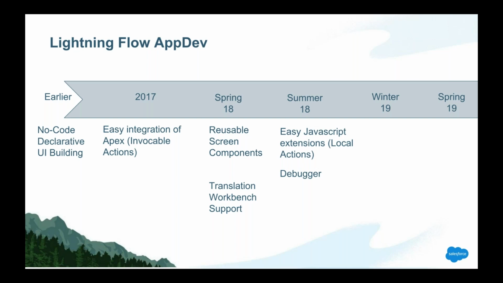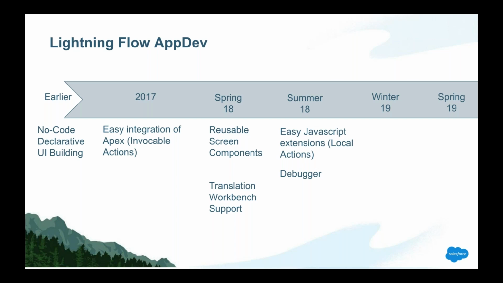Translation workbench support, the new debugger. These are examples of things where, if we were going to someone and saying, hey, you should really build some of your solution in Flow and distribute it in Flow, someone might say, well, that's a big gap. I need that in order to do part of my mission critical work in Flow. And so we're trying to fill in those gaps. And the debugger, which has just gone GA, is the most exciting and fun one yet.